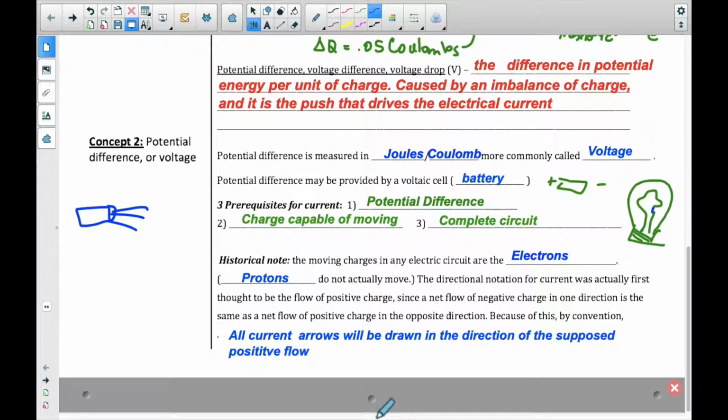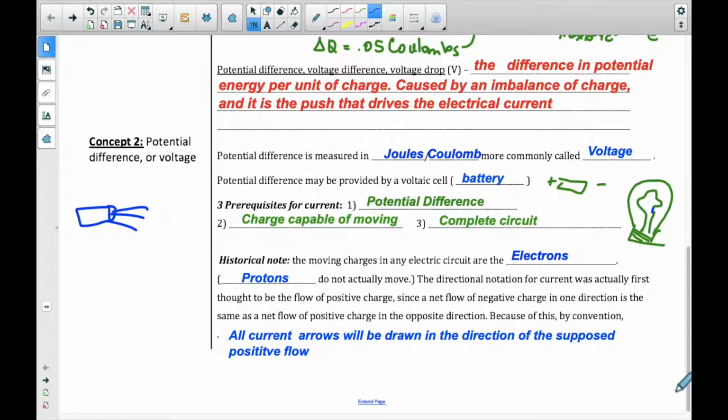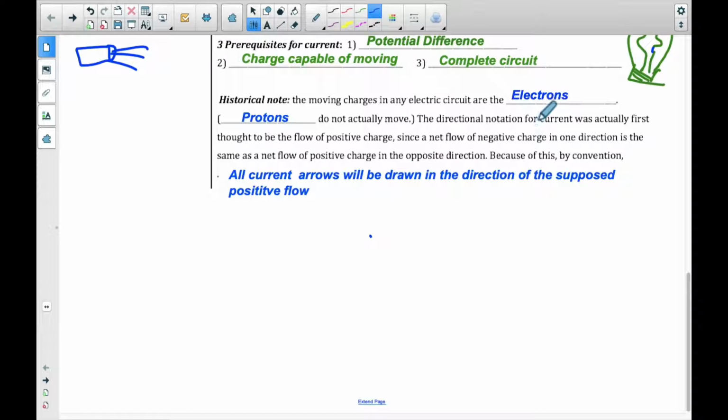Okay, this is a historical note, and if you watch the Crash Course video, I think she talks about this in the Crash Course video. Moving charges in any electrical circuit are the electrons. We talked about that a lot in the electrostatics unit. It is the electrons which move. Protons do not move. However, Ben Franklin actually thought that the protons moved.